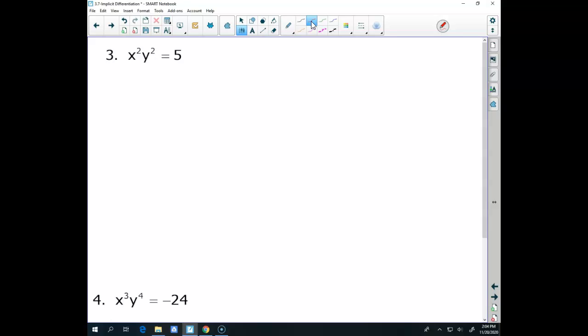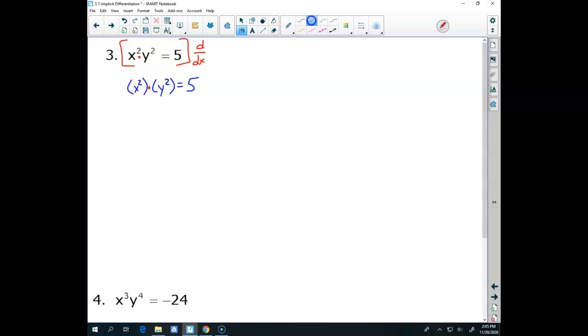Granted, I can solve this thing for y. I don't want to do it. We need to learn our implicit differentiation. Notice, there's a product here. In order to see the product, I want to take it as x squared times y squared equals 5. My product is between there because it's a function times another function. And I'm taking my derivative in terms of x on all of these problems. We're finding dy/dx on all of these particular problems.